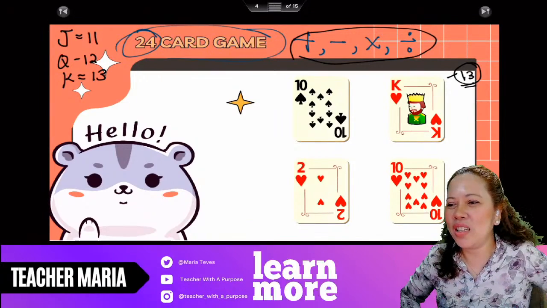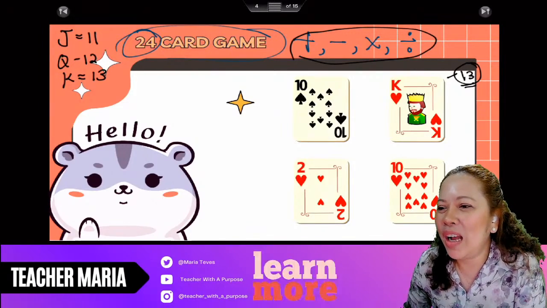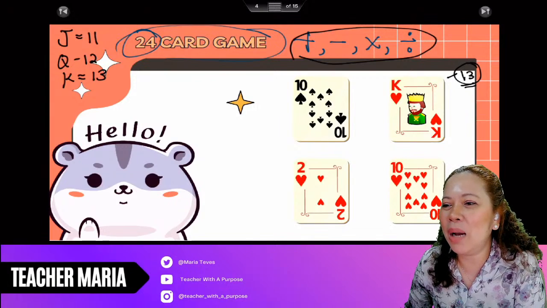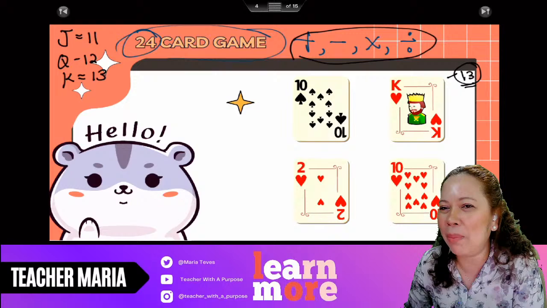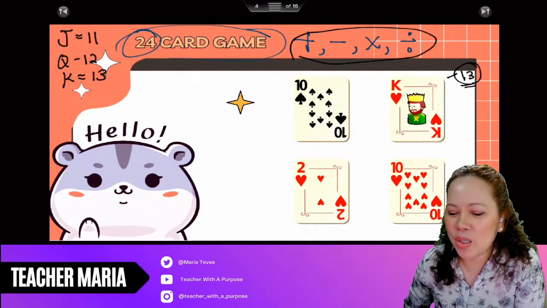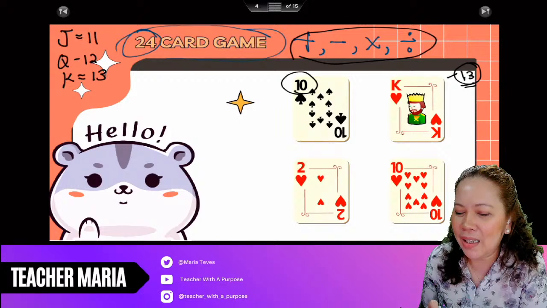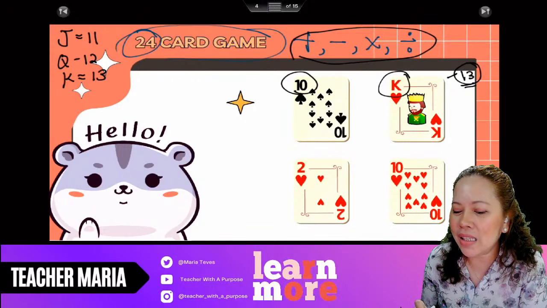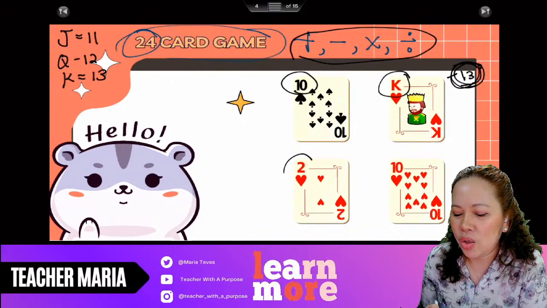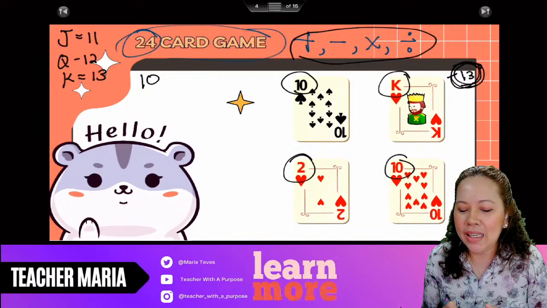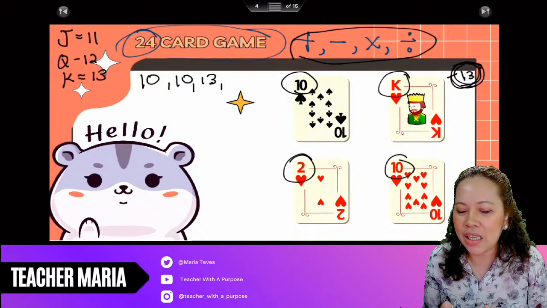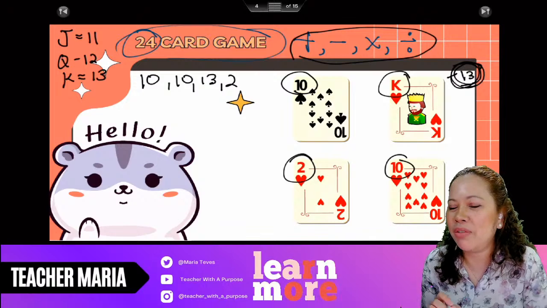Okay. 2 of hearts plus... No. The hearts and clovers and spades have nothing to do with it. It's just the number. So your number here is 10. King is 13. 2 and 10. So with 10, 10, 13, and 2.